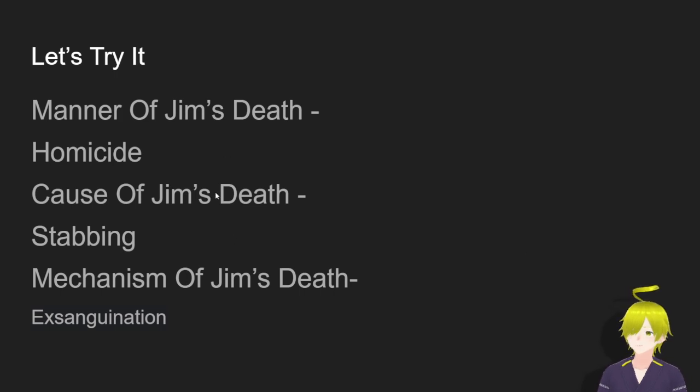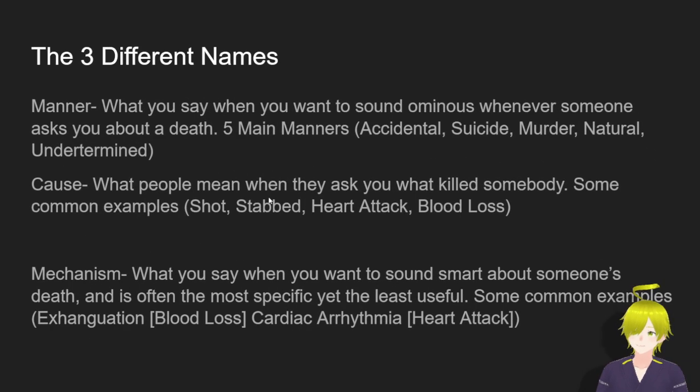Let's try it. What's the manner of Jim's death? A homicide. Why? He was murdered. I'd probably go over each of these in more detail. Accidental, pretty obvious. Someone slips and falls. Someone gets run over by heavy machinery they left on like a dumbass.